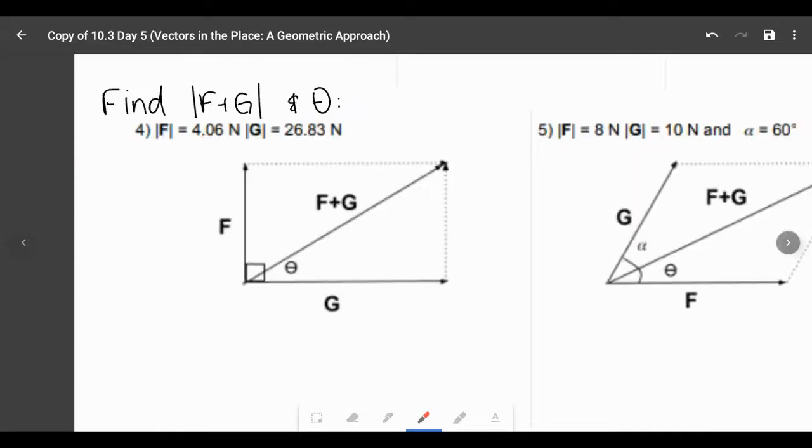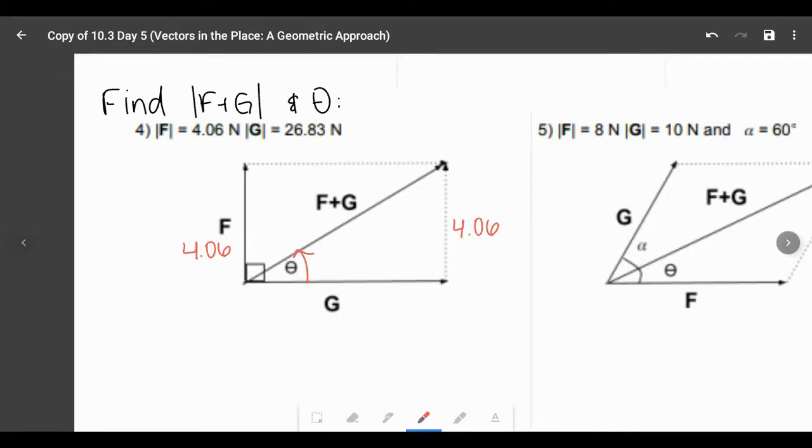For a problem like number 4, it's telling us to find the magnitude of F plus G and to find theta, which is going to be the angle between G and F plus G. This problem tells us that the magnitude of F is 4.06 newtons. So I know that this side over here, we can label it as such. And I also know that since we finish off this rectangle, this side should also be 4.06.